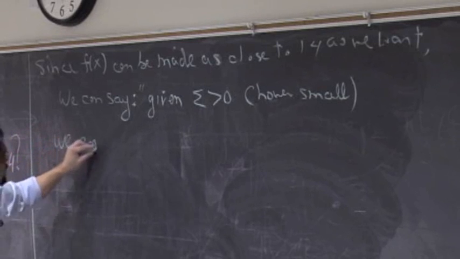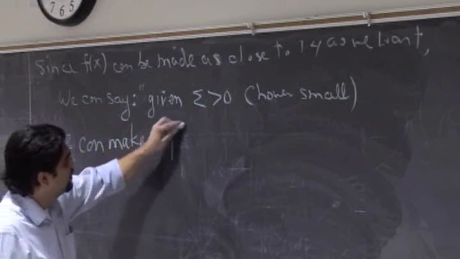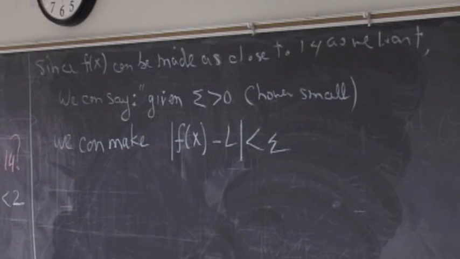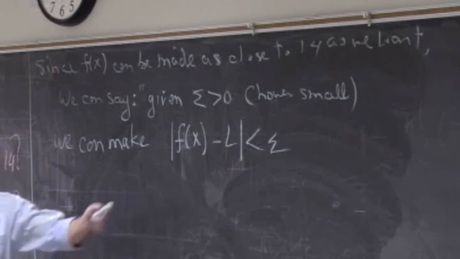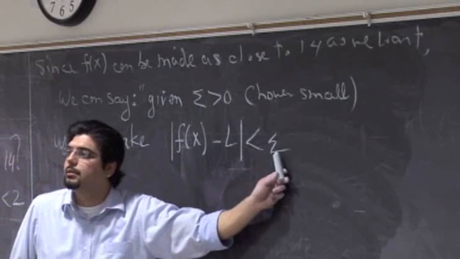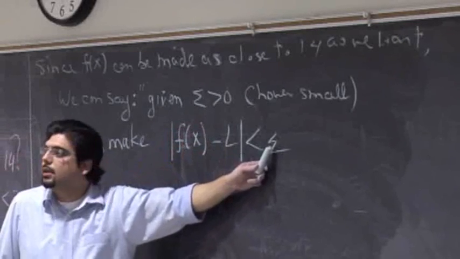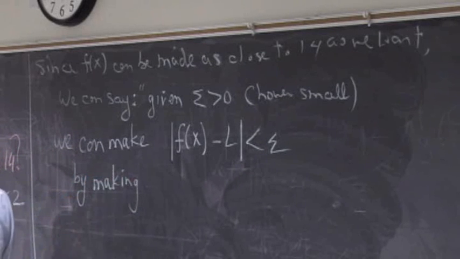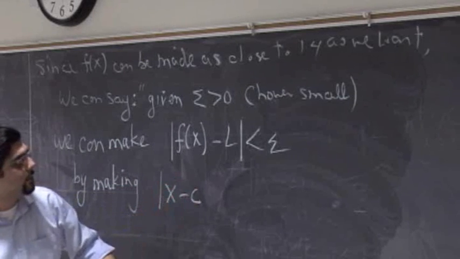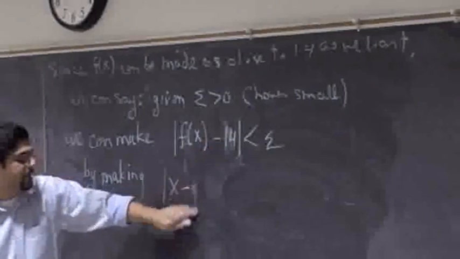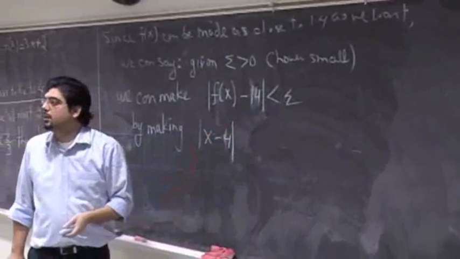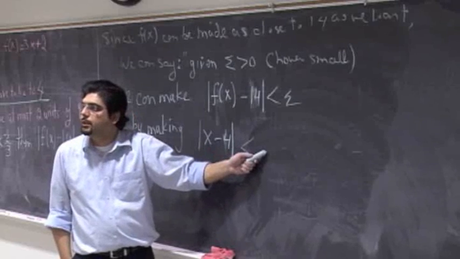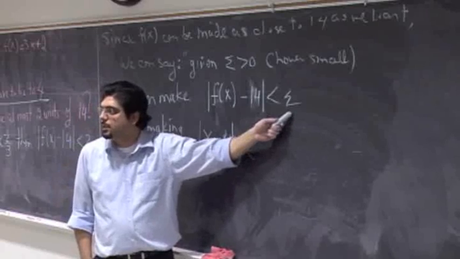We can make f of x minus L less than that number. In fact, we can make this less than anything, right? As long as this is positive, however small it is, I can always make this happen by making x close enough to 4, right? By making this small enough. The small enough portion, whatever this number is, has to depend on what? Has to depend on this number.